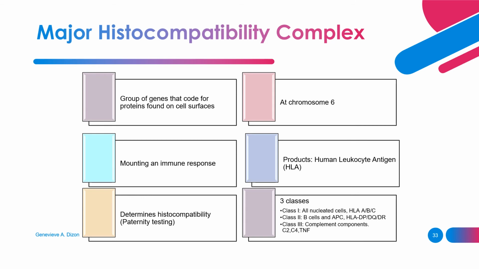Now, class 3 molecules, unlike class 1 and class 2 that are well defined, are poorly defined structurally and functionally. What we know is that they have products that include proteins that have immune function. For example, in the complement components, we have C2 and C4. They are also involved in TNF and inflammatory molecules.